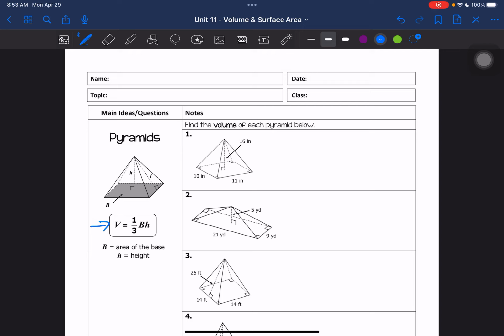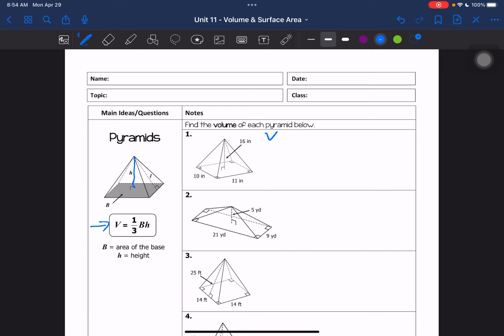And one thing that is different about this formula is that it has that 1/3 in the front, which we haven't seen yet. Another thing that's different is that although in the surface area unit we use the slant height in the formula, in this one we're just utilizing the regular height, which is the one that goes through the center of the pyramid. So let's try this formula out on number 1.